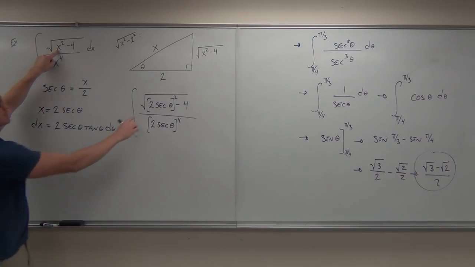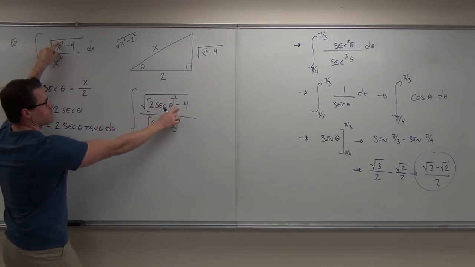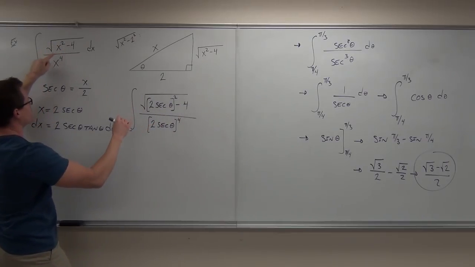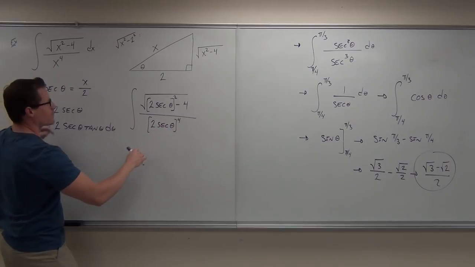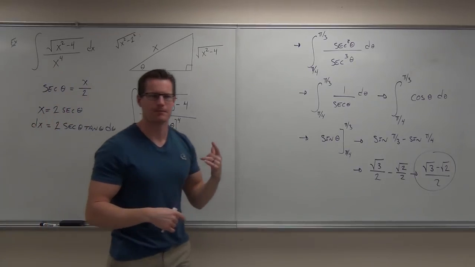So we got 2 secant theta, no problem. We got it squared. Minus 4. Got it. We got a square root around it. We got a 2 secant theta. Now it's to the 4th power. And lastly, what else do I need up there?